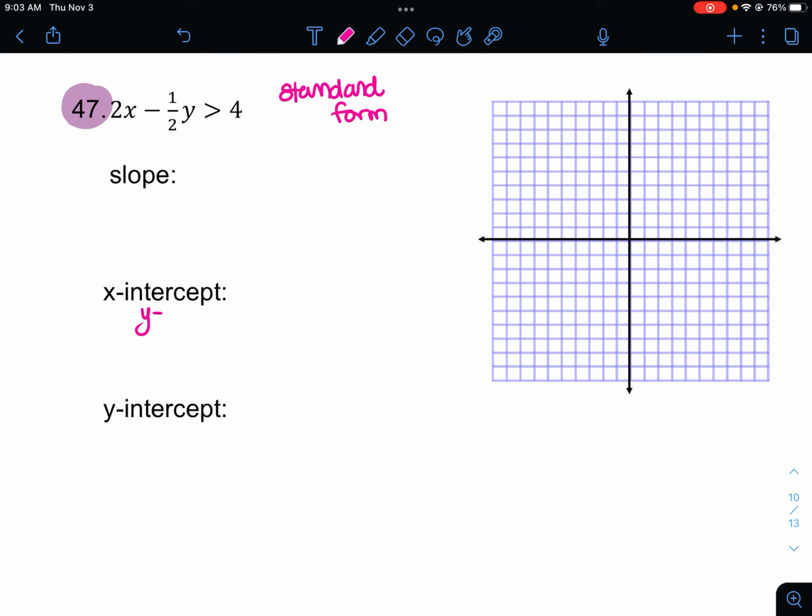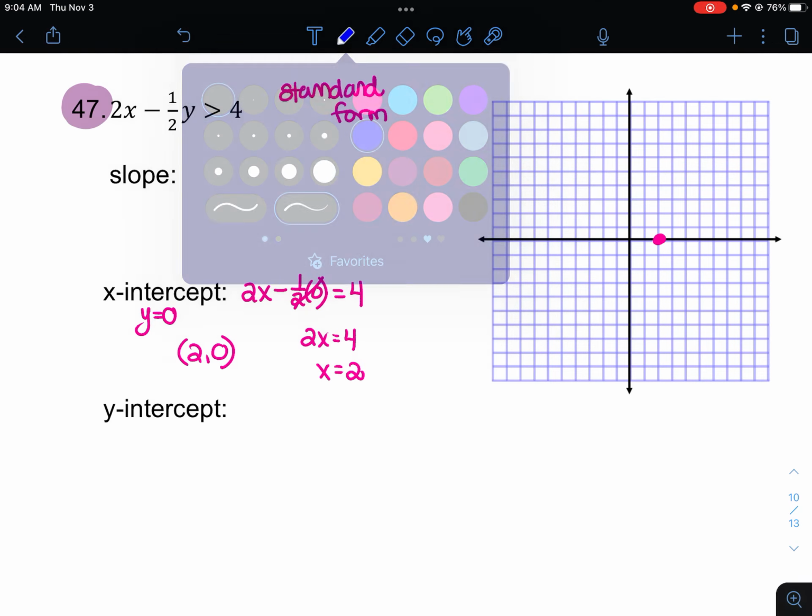Standard form, we plug in y equals 0 to find our x-intercept. So we are left with 2x minus 1/2 times 0. And for this part only, the x and y-intercepts, you can change it to an equation instead of an inequality. All right, so 2x equals 4. That means x equals 2. So our answer for the x-intercept is 2, 0. Go right 2 and plot that point.